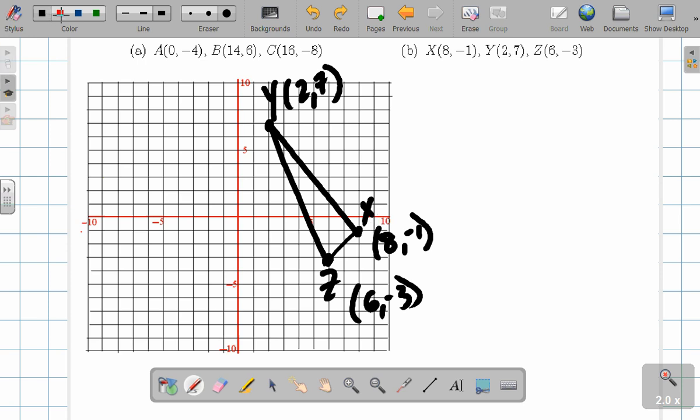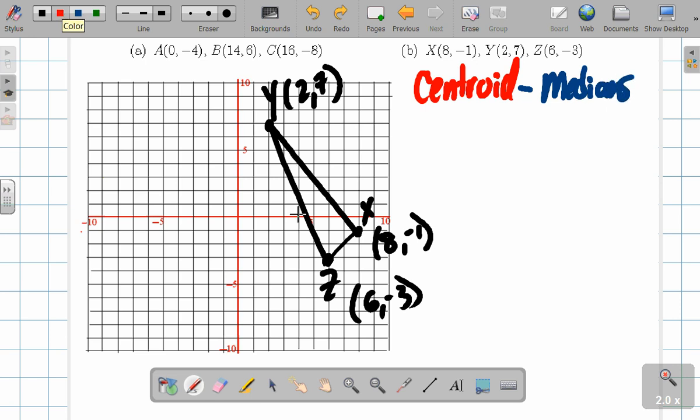So now let's just kind of backtrack. A centroid. Centroid is connected with what word? It's the intersection of the what? Got to work yourselves backwards. Centroid, intersection of the? It's not the intersection of the midpoints. It's the intersection of the medians, which connects the midpoints.